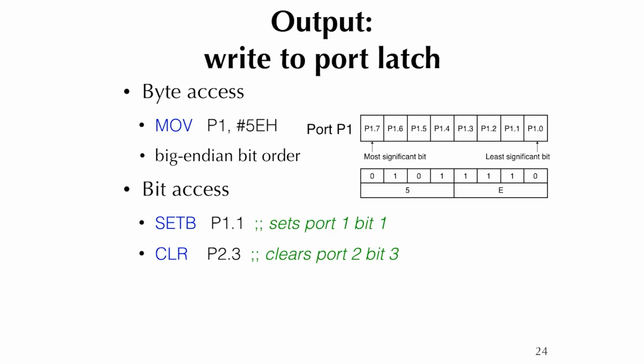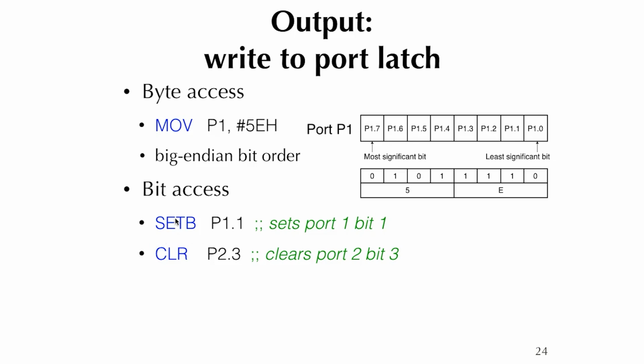So if you do 8 bits at a time, you can do move and then P1 as the destination. P1 gets hex 5EH. So hex 5E, right? And then 5E is interpreted as big endian bit order. So 5 is the higher bit. So 0101, that's bits 7654, and then 1110 for E, that's bits 3210. Okay. Another way is you can do bit addressing.